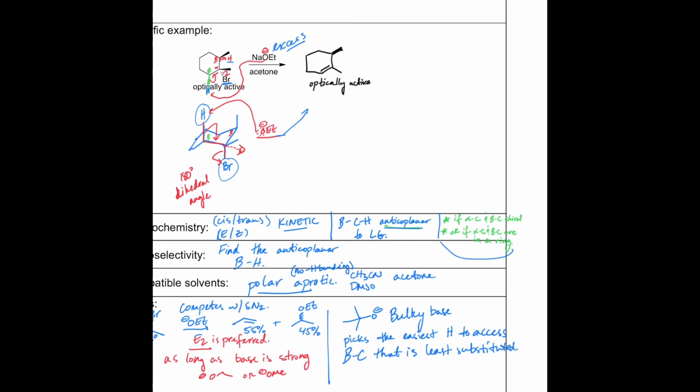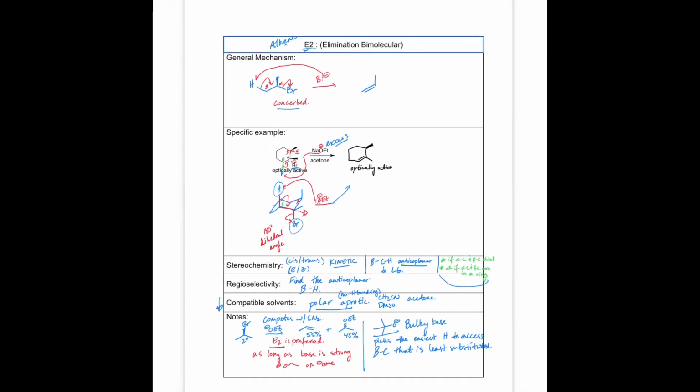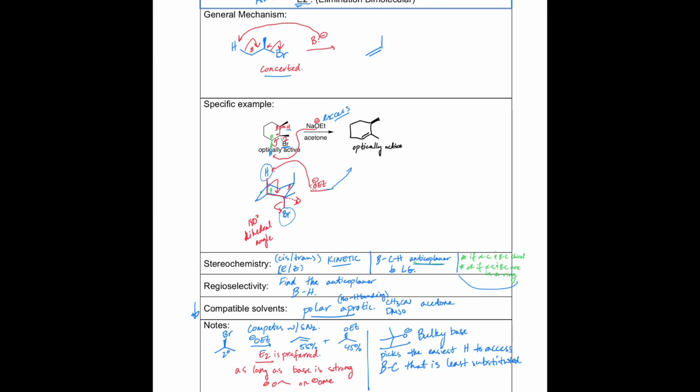You might then want to write an example of this, showing that potassium terbutoxide will give you, in some cases, the least substituted alkene. It just depends on your starting material. So you might want to write a couple specific notes. You might run out of time on the exam if you don't take time to organize your notes.